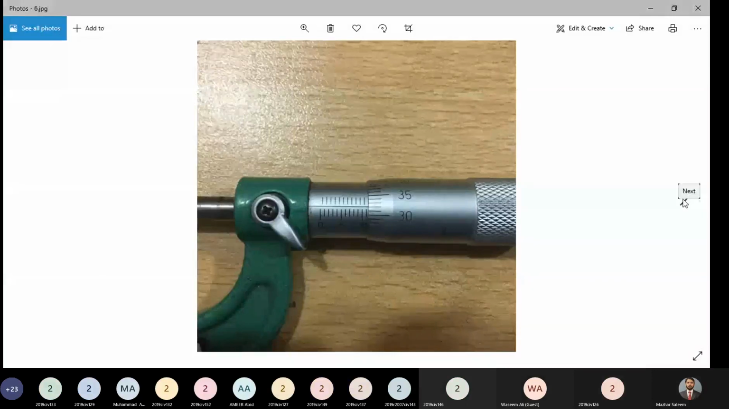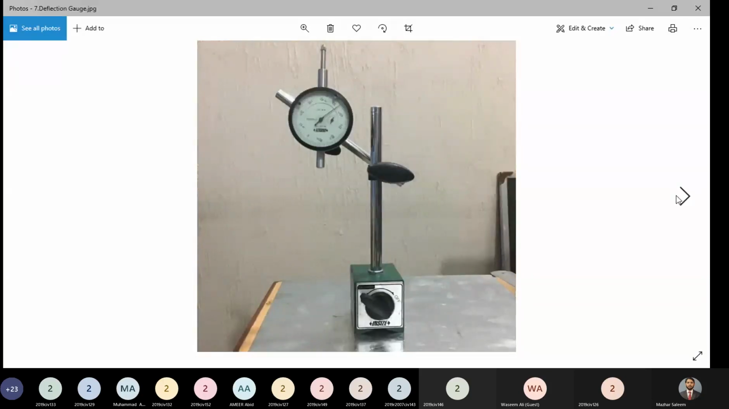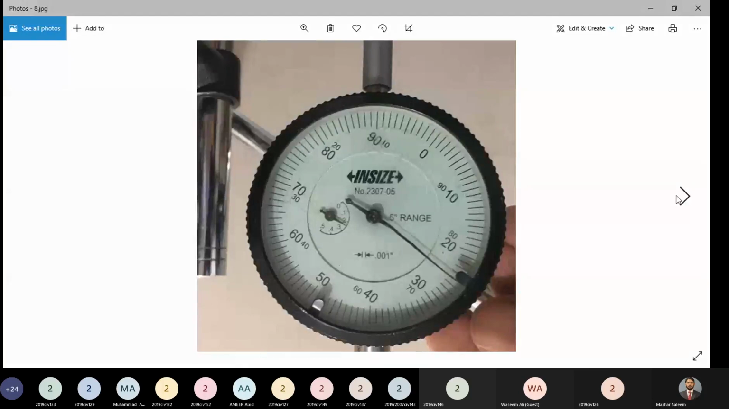So let's come back to our discussion about small instruments. We have seen vernier calipers and screw gauge till this point. The next instrument is deflection gauge. I think we should see what a deflection gauge is and how it is used. This is a picture of the complete instrument. Let's have a closer look.